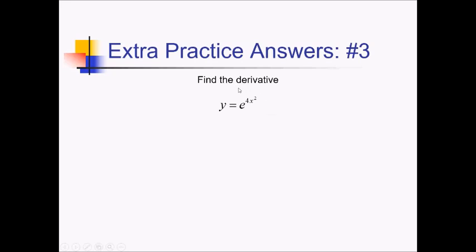To take the derivative of this exponential function, we need to apply the chain rule. So my outer function, we've got e to the something. Derivative of that is just going to be e to the something, so e to the 4x squared, times the derivative of 4x squared, which is 8x.